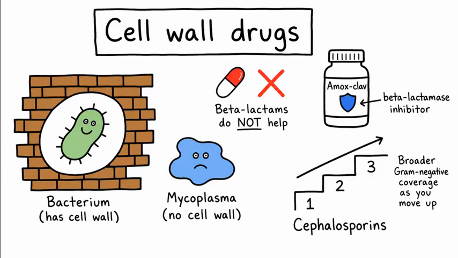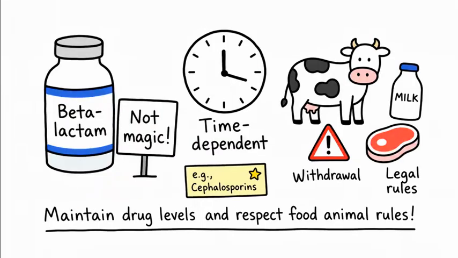Penicillins are often strong against many gram-positive organisms and some anaerobes, depending on the specific drug. Amoxicillin clavulanate adds a beta-lactamase inhibitor, which helps against some bacteria that would otherwise break down the drug. Cephalosporins vary by generation, but as you move through the class, you usually think about broader gram-negative coverage, depending on the drug. The big clinical warning with beta-lactams is that they are not automatically broad-spectrum miracle drugs.